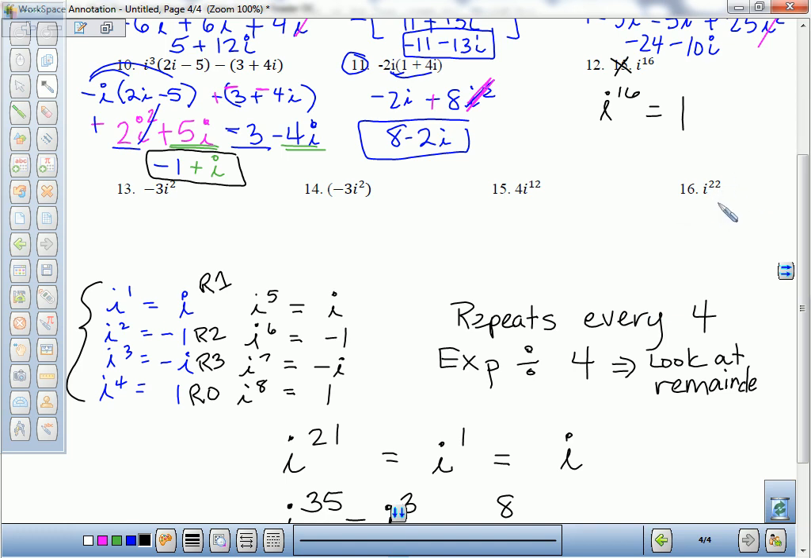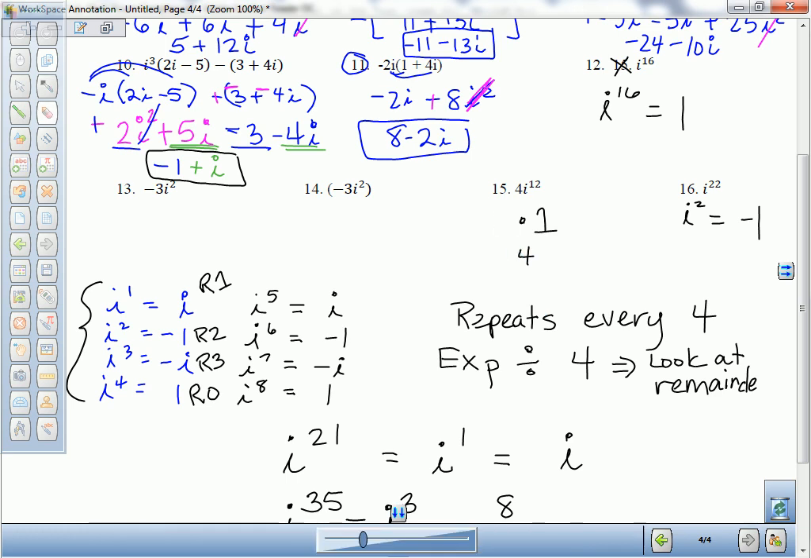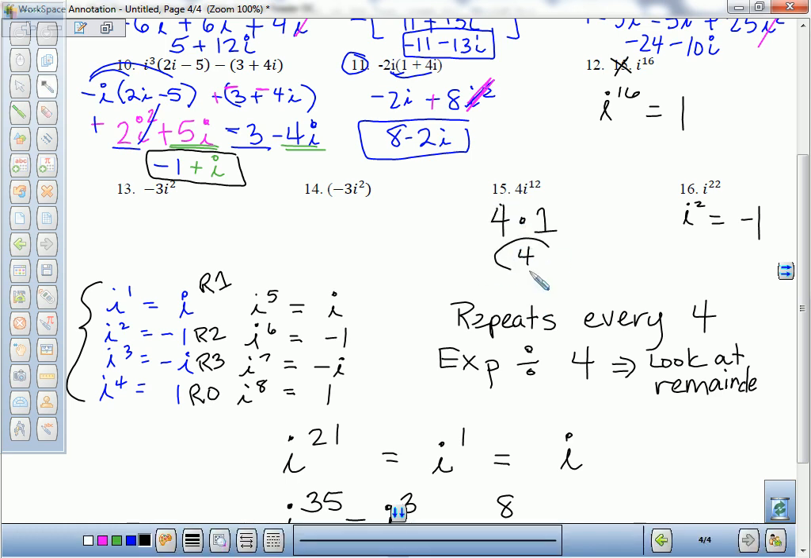22. What's my remainder? 2. So this simplifies to negative 1. Take 12. What's my remainder when I divide by 4? How many times does 4 go into 12? 3. Is there a remainder? No. So you're right. The answer simplifies to 1 because there's no remainder. And 4 times 1 is just, that's the ugliest looking 4 I think I've ever drawn. Sorry.